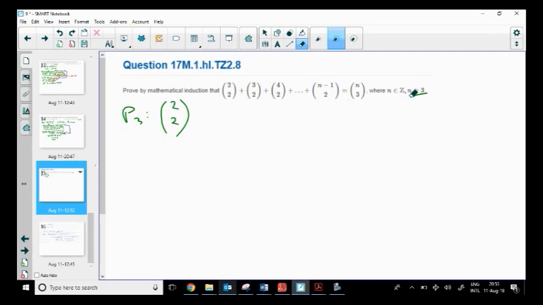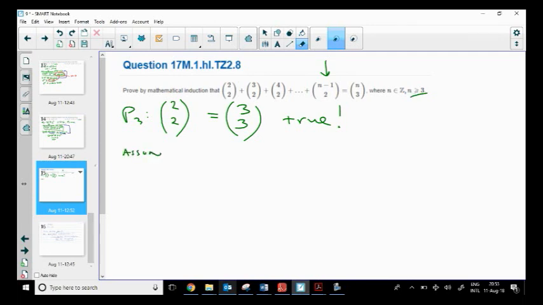But if you're not sure, again, just look at your general term here. We're starting off with n being 3. When n is 3, this turns into 3 minus 1, which is 2 choose 2. And that's the first term of the series. So 2 choose 2. Is 2 choose 2 equal to 3 choose 3? Yes, that is true. They're both equal to 1. So p sub 3 is true.